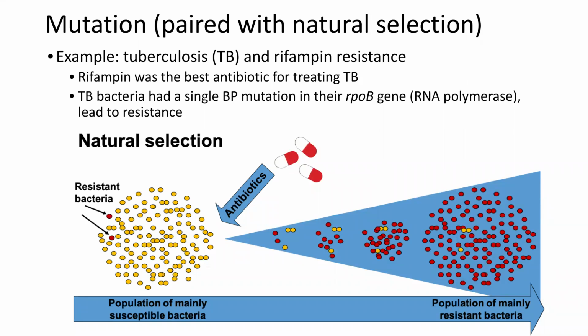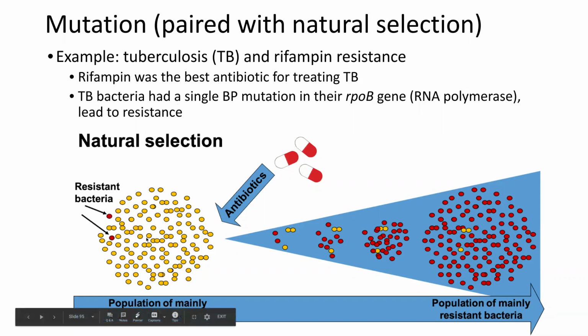which is a fantastic antibiotic to kill and treat tuberculosis. But what was interesting is that early on in the clinical setting, tuberculosis actually had a single base pair mutation in a gene, rpoB, which encodes RNA polymerase, which led to resistance. So what exactly happens here? We had a normal population of rifampin-susceptible tuberculosis, and we had a couple bacteria that had this mutation in their rpoB gene.